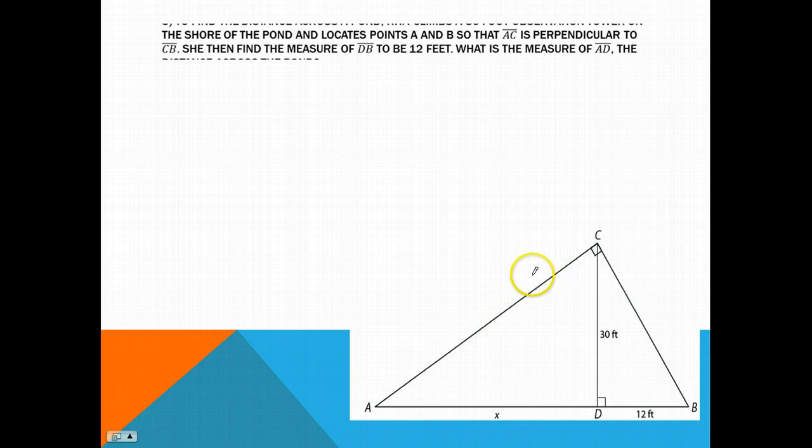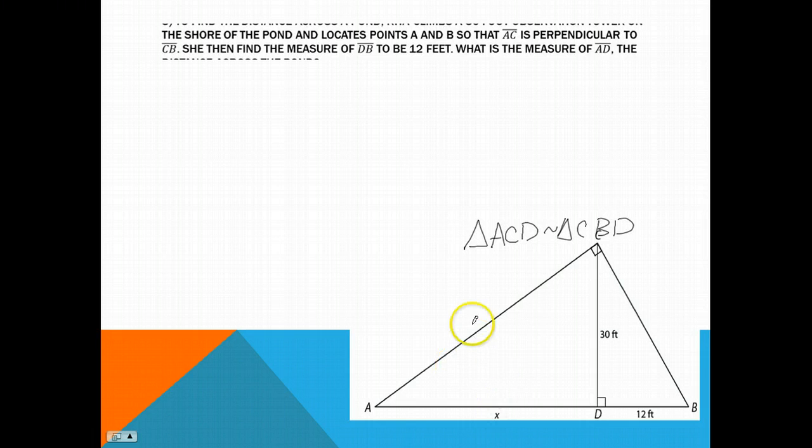So here we're going to be using the property we looked at yesterday. CD is an altitude of this triangle since it goes through an angle and creates a perpendicular segment to the opposite side. So we know we have two similar triangles here, or actually three. We have the larger one, and then we also have the smaller ones. So triangle ACD is similar to triangle CBD.